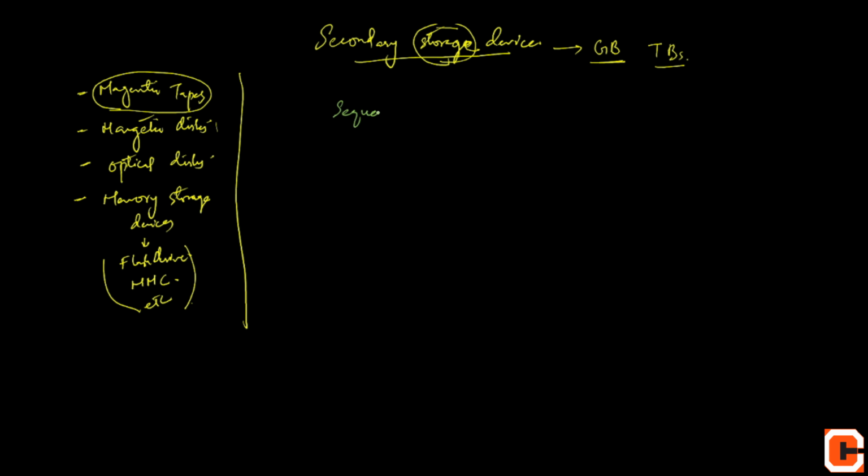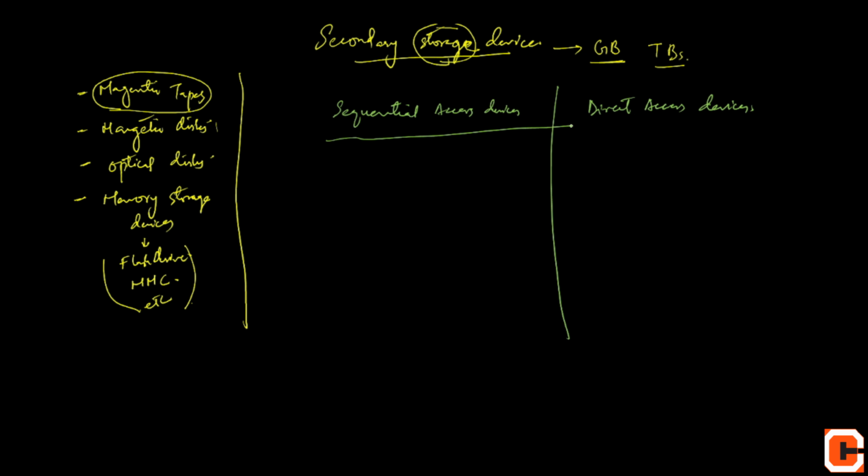Before starting this, we must know two things about secondary storage devices. We have sequential access devices, and the second one is direct access devices. From their names we can know that in sequential access devices the data is accessed sequentially, and in the case of direct access we can jump anywhere.